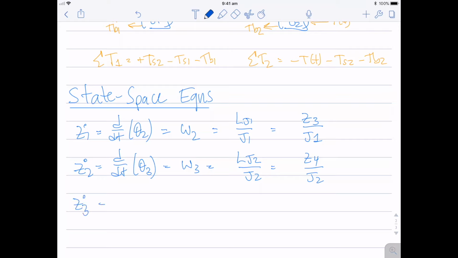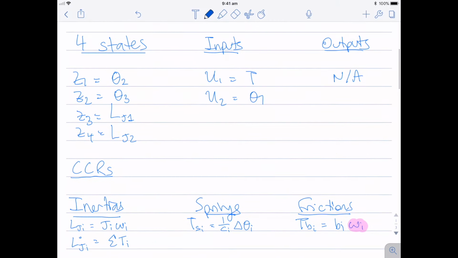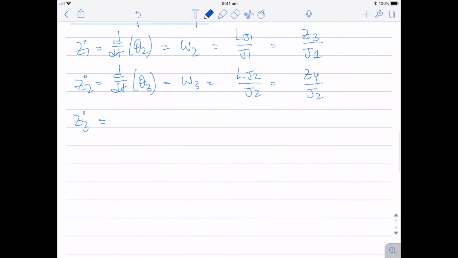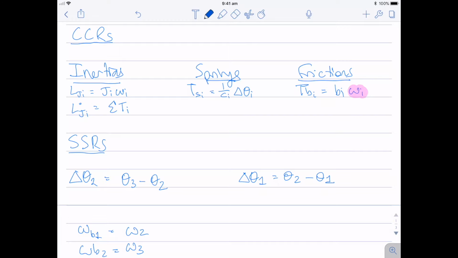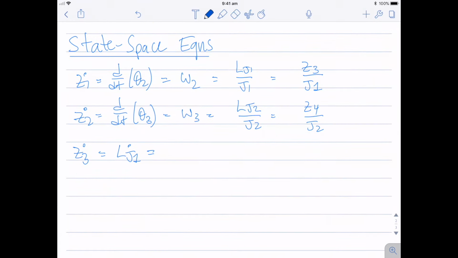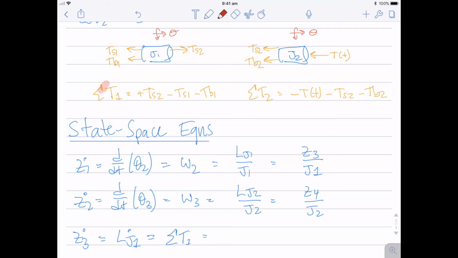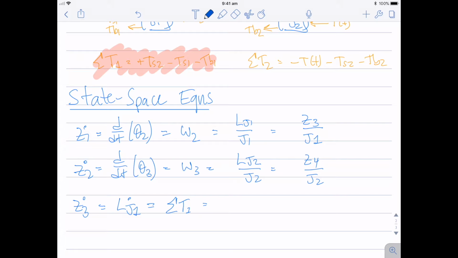Z3 dot. For Z3 dot, I'm looking for the derivative of LJ1. So I'm looking for LJ1 dot, if you like. And our CCRs tell us that that should be a sum of torques. That's this guy just here. So I'm looking for the sum of torques on inertia number 1. Our SSRs tell us what that sum of torques looks like. It's right here. The SSR says that it's TS2 minus TS1 minus TB1.